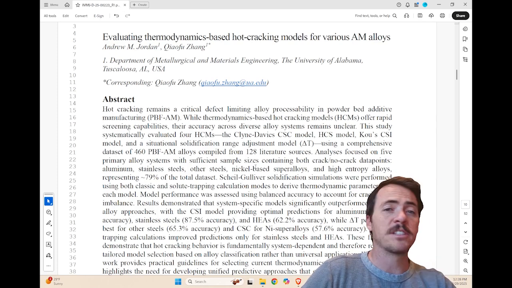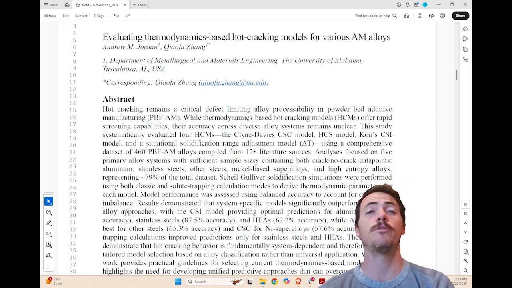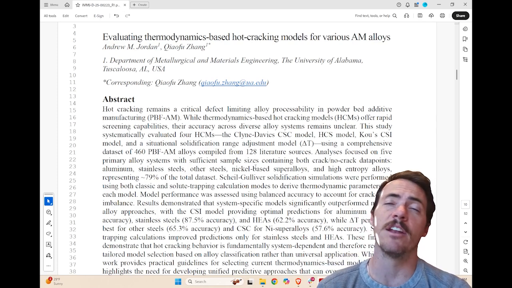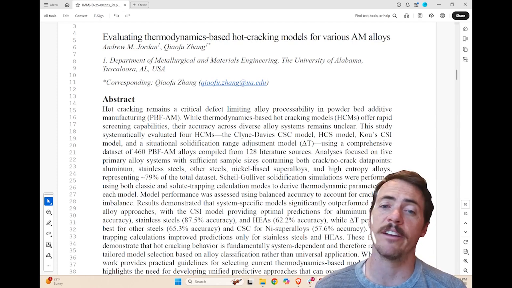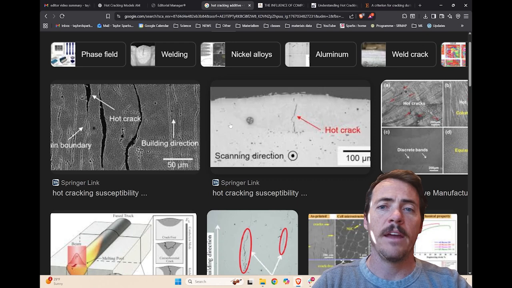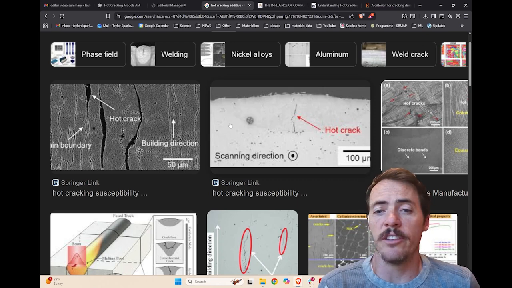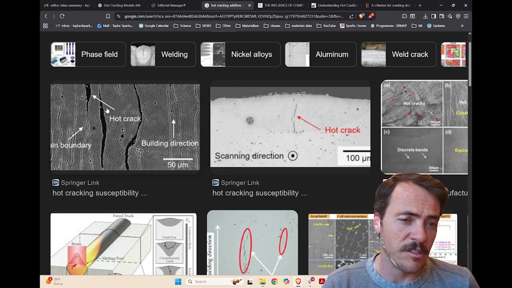We've got a brand new paper to talk about, and it comes from Andrew Jordan and Qiaofu Zhang at the University of Alabama. And it's all about thermodynamics-based hot cracking models for additively manufactured alloys. Now, if you're not familiar with hot cracking, it is a super common problem. Here you see some images of it.